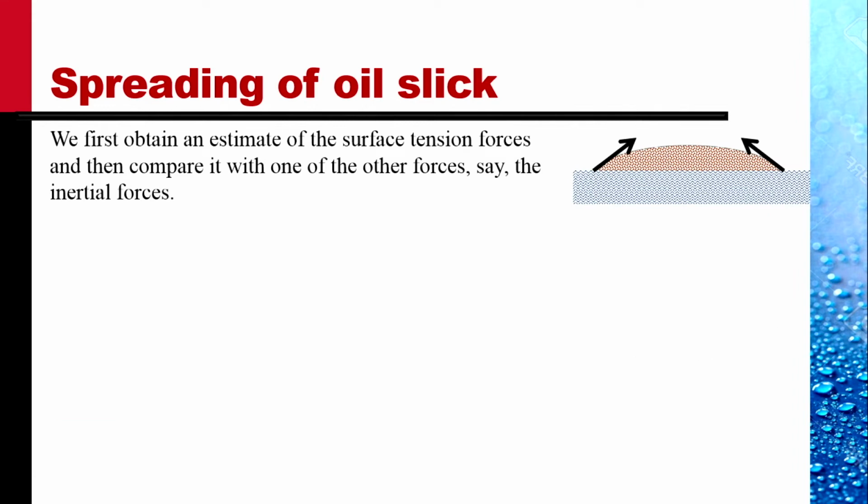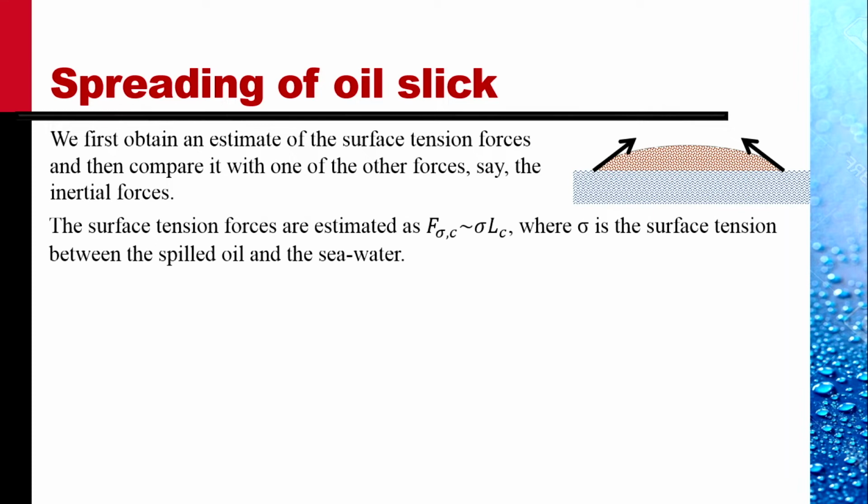Since we are worried about the surface tension forces and when they come into play, let's begin with estimating the surface tension forces and then compare it with one of the other forces, say the inertial forces. The surface tension forces are estimated as F sigma c, which is approximately sigma times Lc, where sigma is the surface tension between the spilled oil and the seawater.